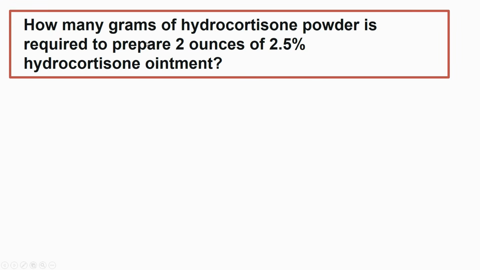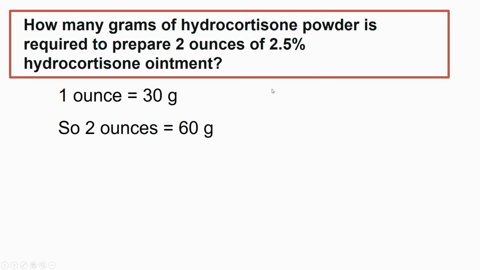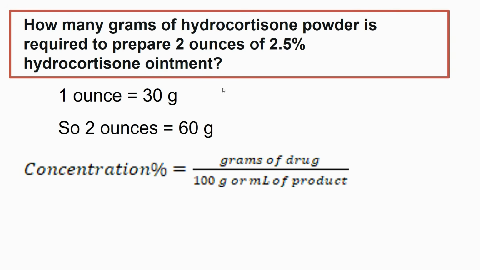Here the question asks how many grams of hydrocortisone powder are needed to prepare 2 ounces of 2.5%. First convert: 1 ounce equals approximately 30 grams, so 2 ounces would be 60 grams. So now you have 60 grams required for this ointment. To prepare this 60 grams, first calculate the concentration percentage. The formula for that is grams of the drug divided by 100 grams of product. Here 2.5% of hydrocortisone means 2.5 grams in 100 grams.